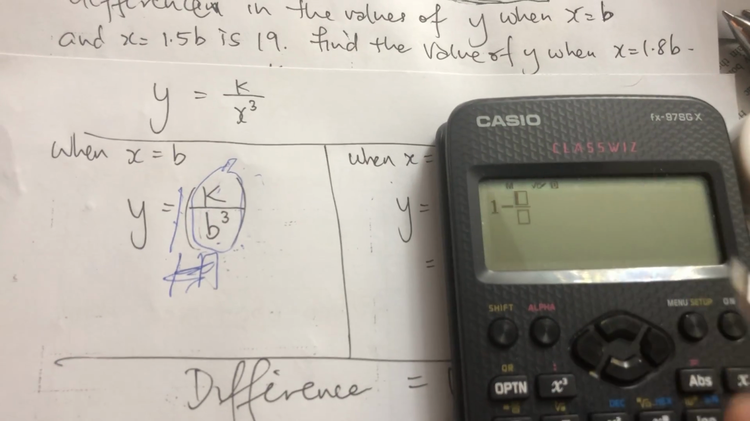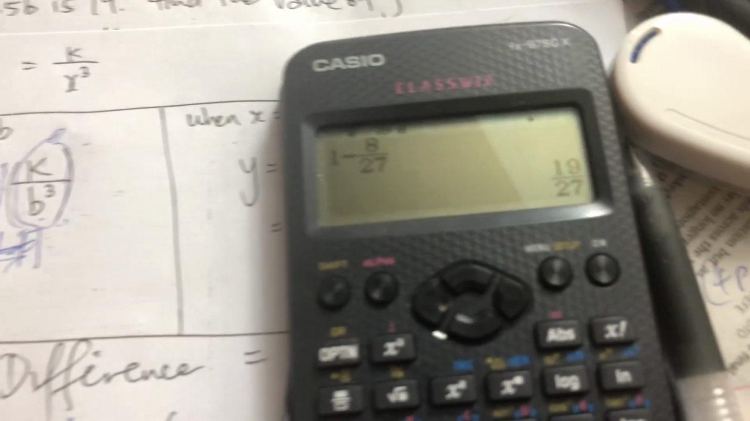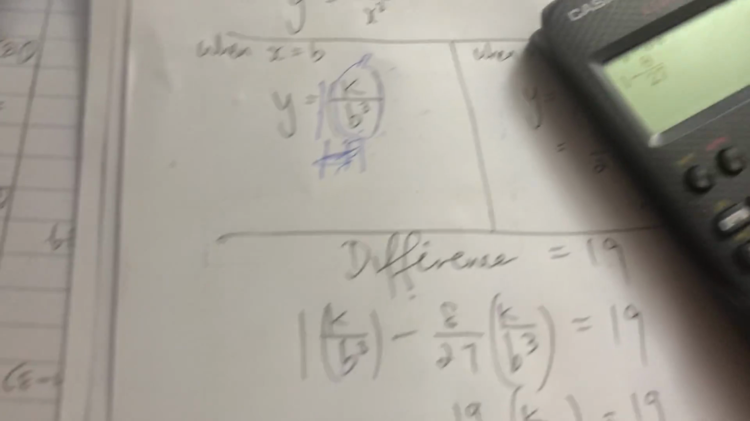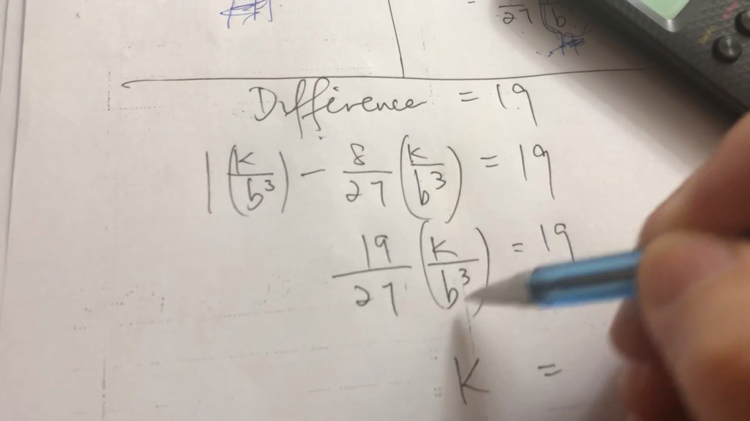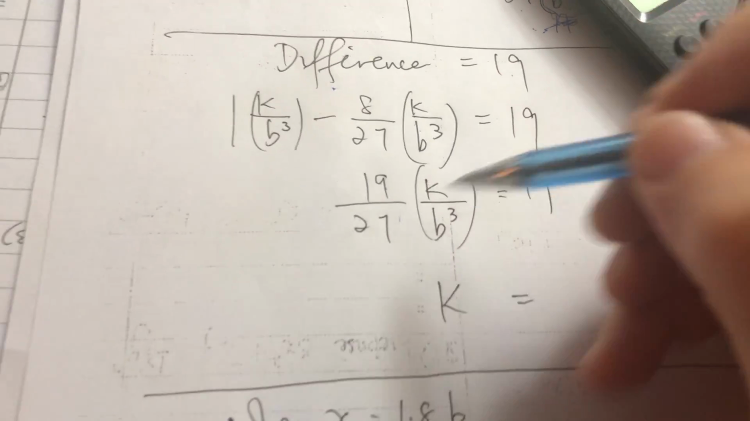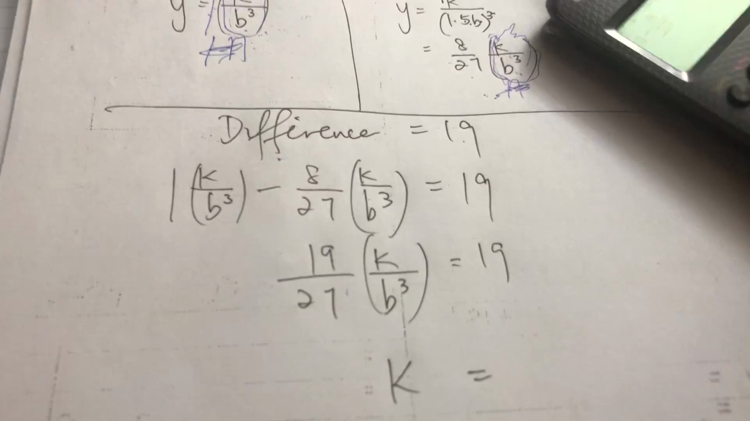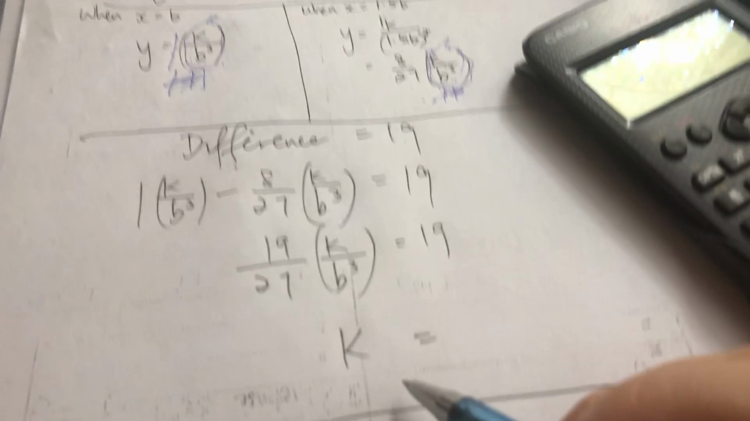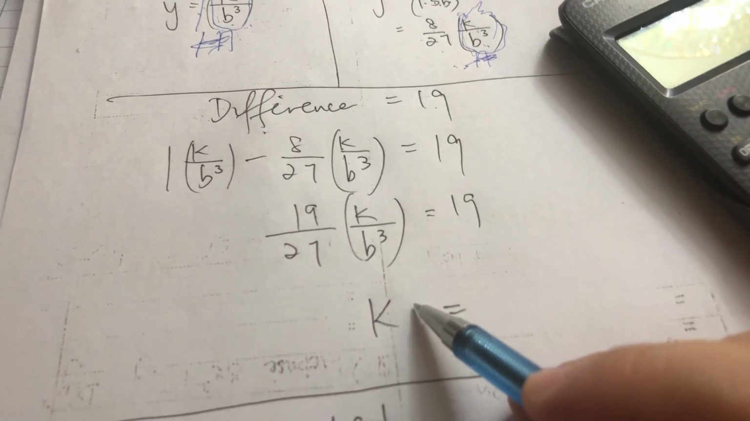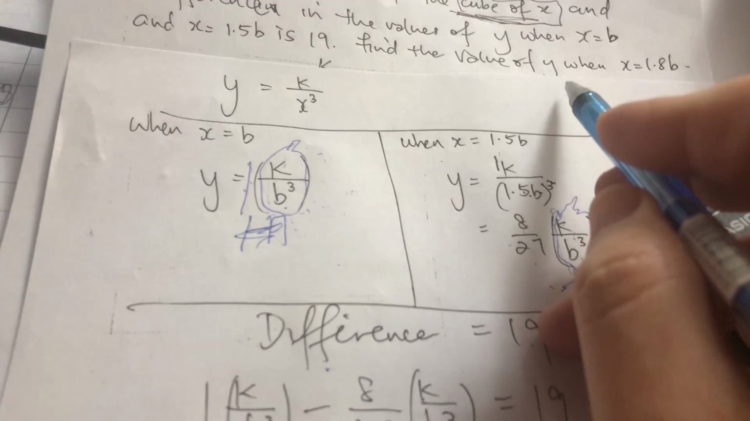1 minus 8 over 27. Okay, then you press. It tells me 19 over 27. Oh, that means it's 19 over 27 of this apple. Alright, now we'll come to this part where it's a little bit tricky. You see, the whole idea is you need to find out what is k, right? Remember, we always need to find out what is k. Then you can put back into this equation and then find the y.